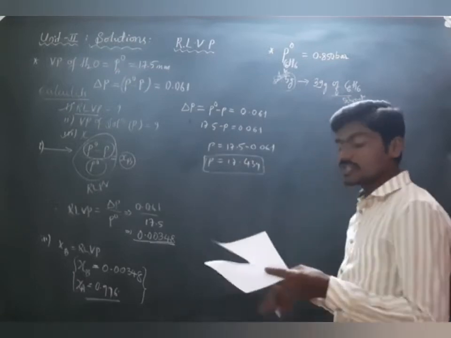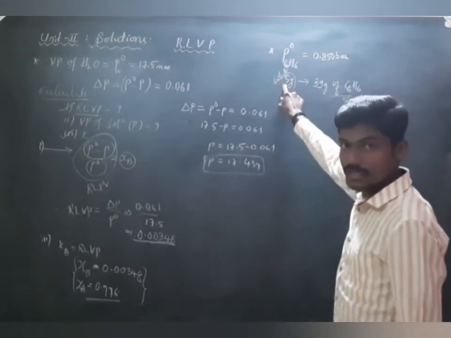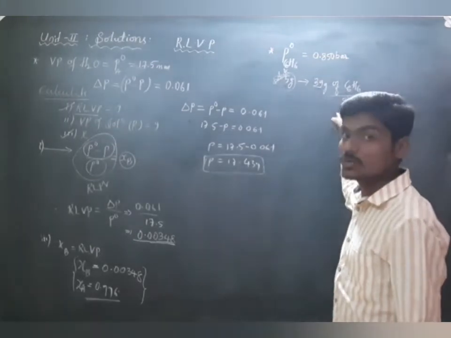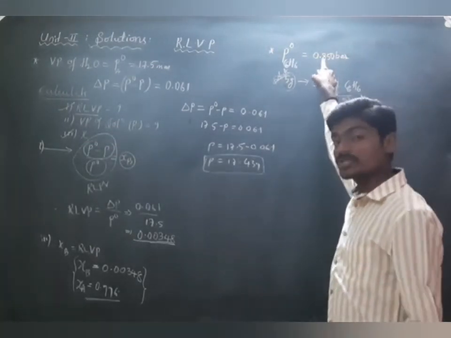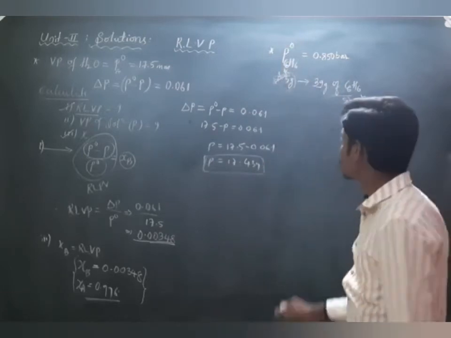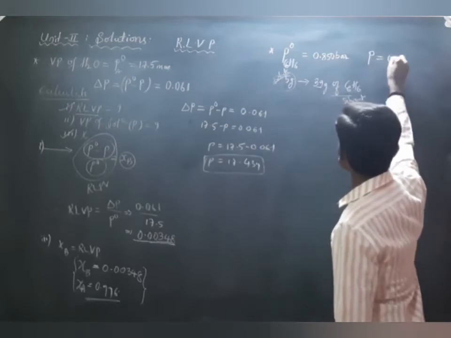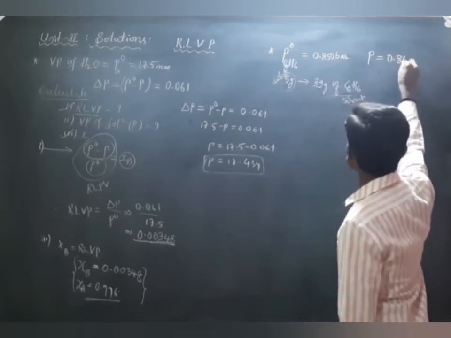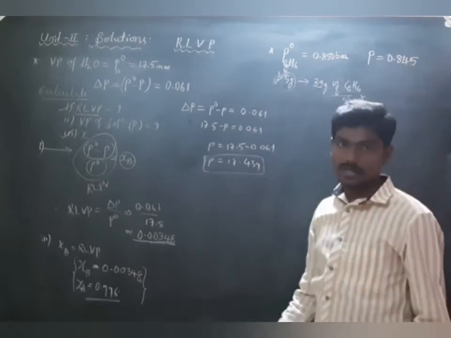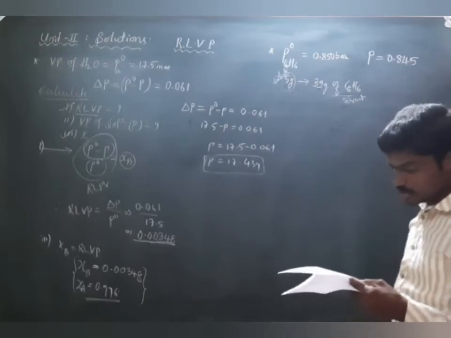Then the vapor pressure of solution becomes, so upon the addition of solute into solvent, the resultant solute plus solvent is known as solution. So this is the vapor pressure of solvent. When solute is added, vapor pressure is reduced. Therefore the vapor pressure of solution becomes 0.845 bar. So this is the vapor pressure of solution.